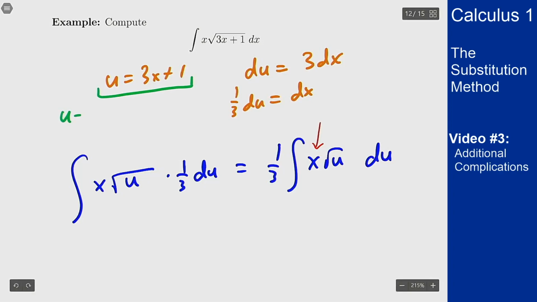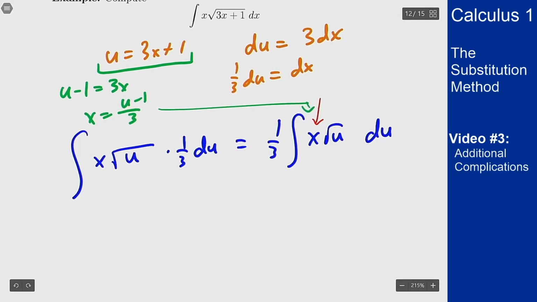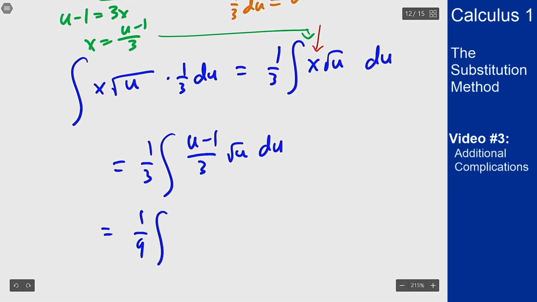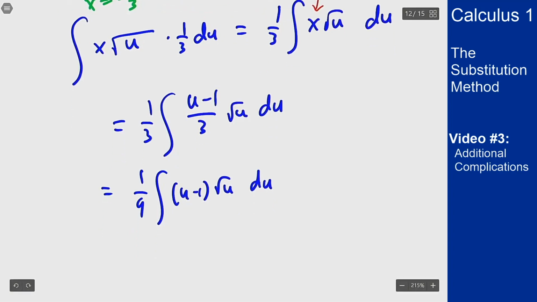So this gets me that u minus 1 equals 3x, or x equals u minus 1 over 3, which I can plug into here. And if I do that, I will get that my integral becomes 1/3 integral of u minus 1 over 3 times root u du, or a 1/9 integral of u minus 1 times square root of u du. How can I handle this? What I can do now is distribute that root u in the parentheses and just add powers, because that's how powers work. So I get a 1/9 integral of, this is a u times root u, so that's going to be a u to the 3/2 minus a u to the 1/2 du.